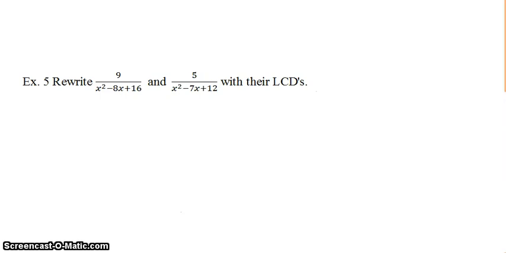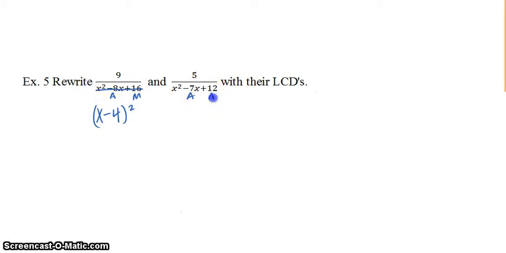Now rewrite this with their LCD. So not only do I have to find the LCD, but I have to rewrite the fraction with the LCD. So first I'm going to factor like we do for anything. I'm going to take, so that adds to negative 8 and multiplies to 16. So that's negative 4 and 4. So x minus 4, which is the same as 4 squared, right? You can write it either way. I'm going to cancel that out because that's the same thing.